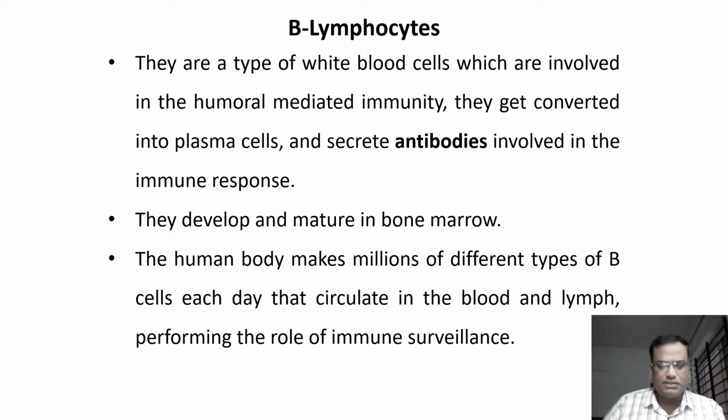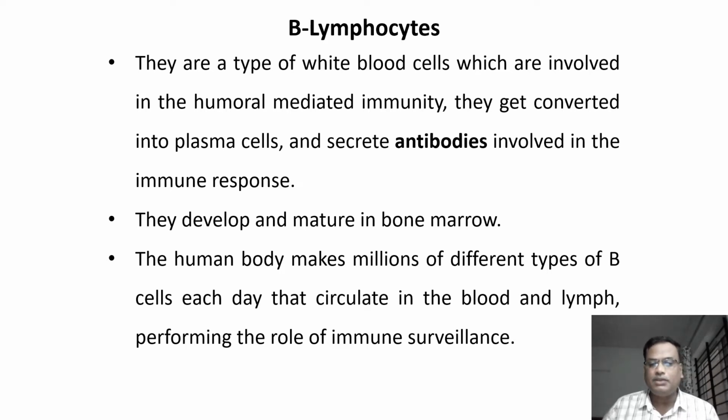We already discussed in detail how the humoral mediated immune response occurs. Whenever the pathogen enters into the body, there is a mechanism by which the B lymphocytes get selected, they get activated, and these B lymphocytes get converted into plasma cells, and these plasma cells start secreting antibodies. Now we can say B lymphocytes are the ones which are involved in the production of antibodies against a particular antigen. They are involved in the secretion of antibodies against a specific antigen or a specific pathogen.